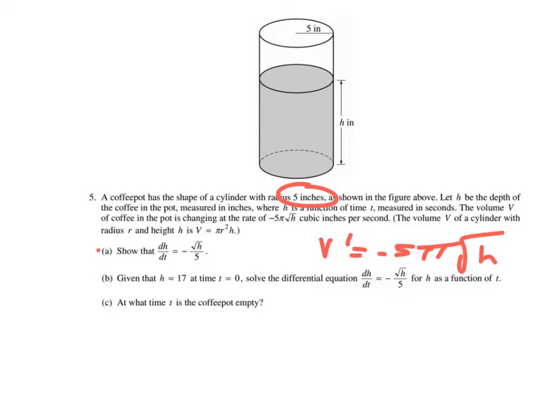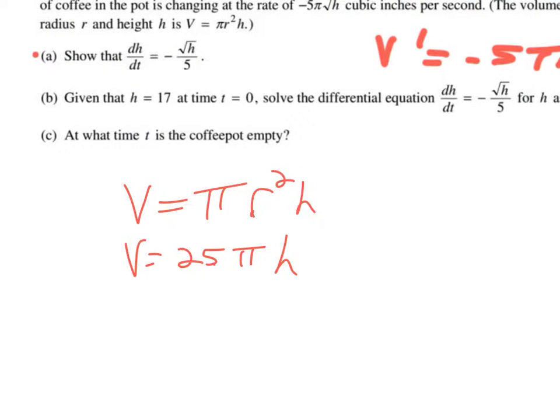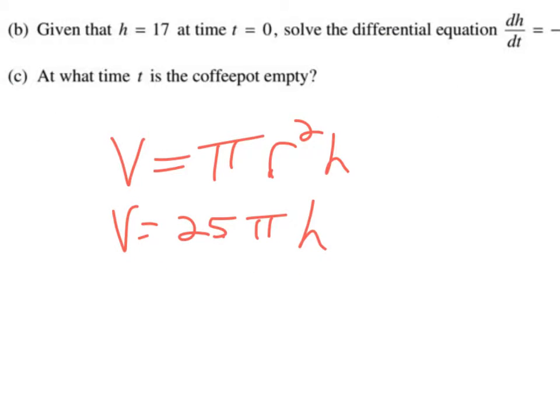is this formula here. So what you can do is take the original volume formula, and we know the radius. It's 5, so 5 squared gives us 25. And so now the volume depends on time, because it said in the word problem that h depends on time. So that means the volume is dependent on time as well.